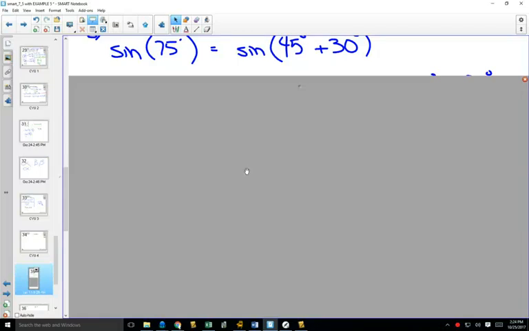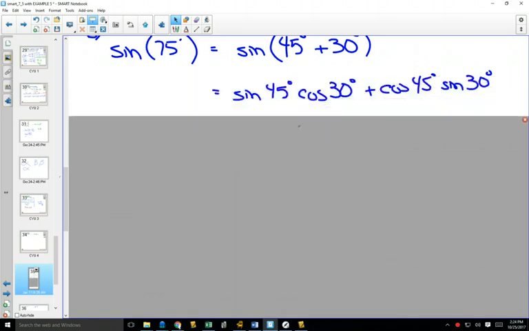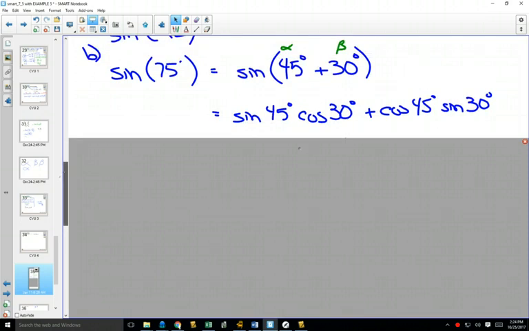So your sum and difference formulas can be used with degrees as well. You can write this on page 651. It's a blank page, which is where we started. This is part B.